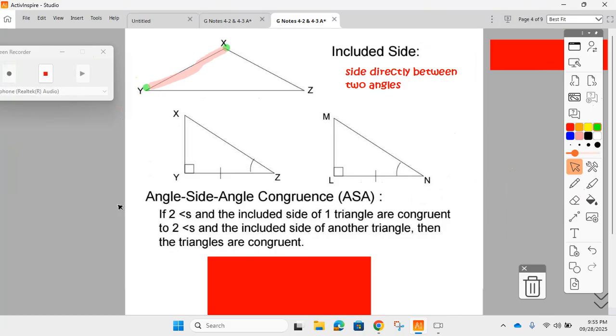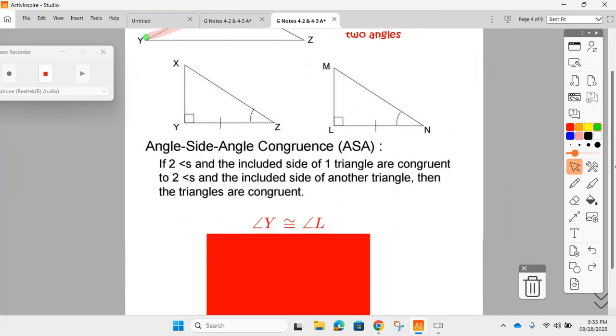All right, so angle side angle congruence. We can say ASA, noting that the side is in between. So here, we can say that angle Y is congruent to angle L. They're both marked with that little square that tells us they're right angles, which tells us they both have the same measure, 90 degrees, which means those angles are congruent.